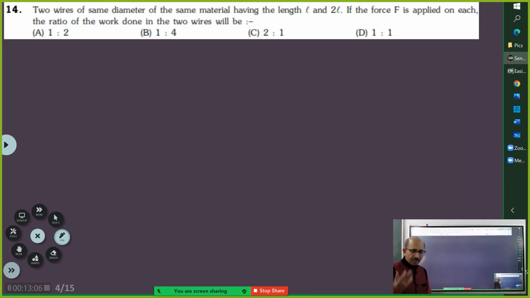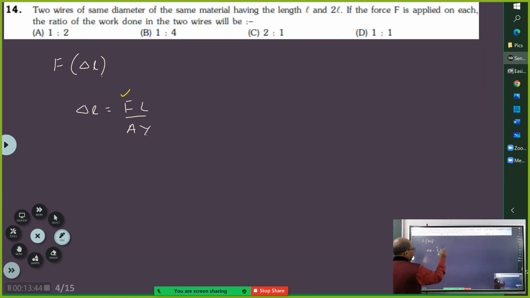See, this can be done by visual inspection also. So here you see the lengths are different. They are asking you the ratio of the work done. Work done is F into delta L, whichever delta L is. In this case you see F is the same, material is the same, the area is the same, everything else is the same. So directly you can write delta L as FL by AY basically.